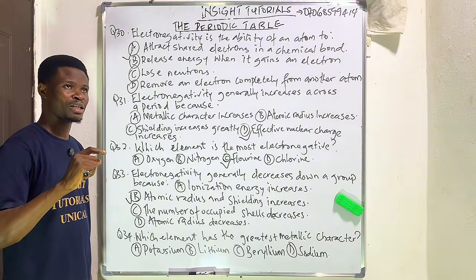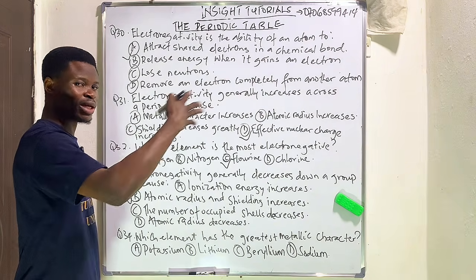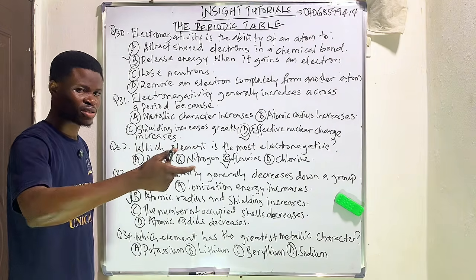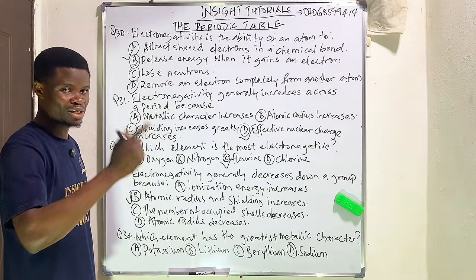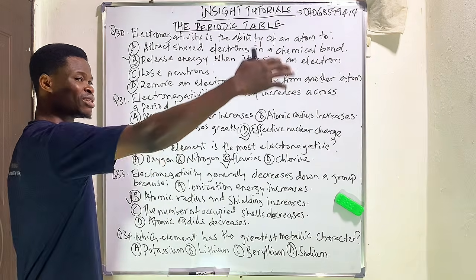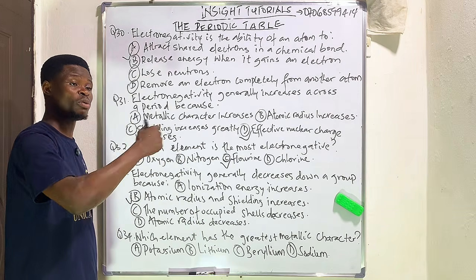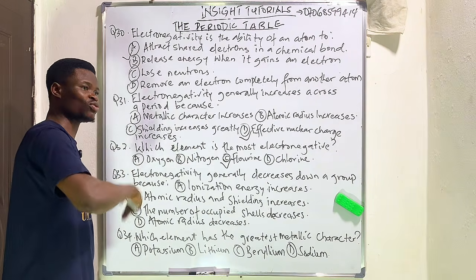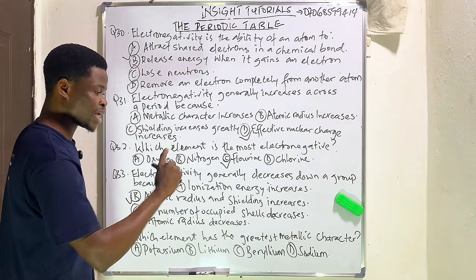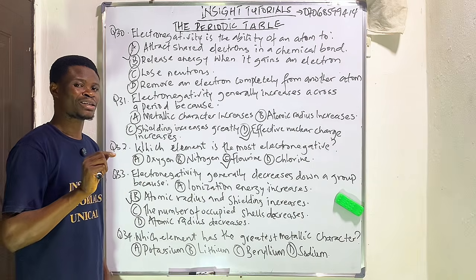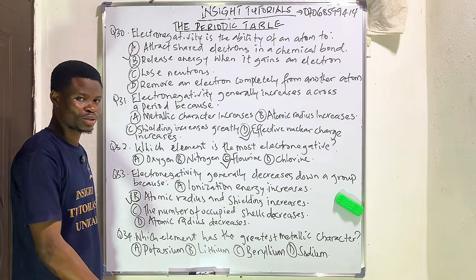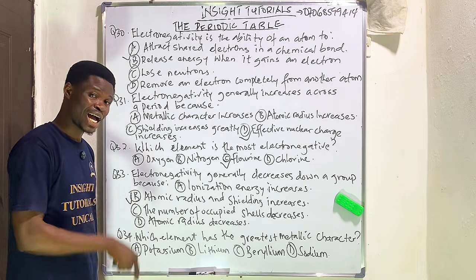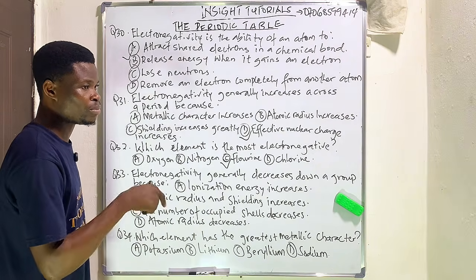The metallic character, from right to left, it increases, but from left towards right, it decreases, because from right to left, you're moving from non-metal towards metal, but from left towards right, you're moving from metal towards non-metal. That's one thing. Then number two, metallic character also increases down the group. The more you're going down, the more the metallic character.